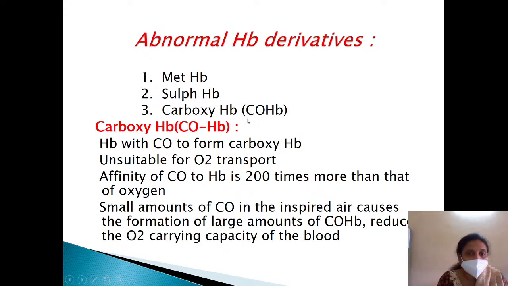Carboxyhemoglobin is COHb. Now, what is this carboxyhemoglobin? Carboxyhemoglobin means hemoglobin with carbon monoxide. Carbaminohemoglobin means hemoglobin with carbon dioxide. Now here the abnormal hemoglobin derivative is carboxyhemoglobin, that is hemoglobin with carbon monoxide, CO, to form carboxyhemoglobin.